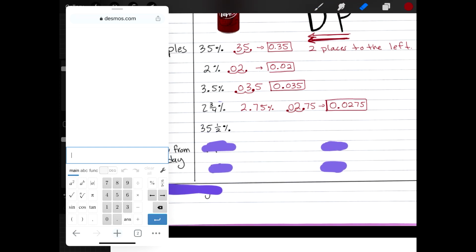Let's look at the next one, 35.5%. Again, I'm going to switch it up to having the decimal with the percentage. So I have 35.5%, right? I'm going to move my decimal place 2 to the left. So 1, 2, I'm going to move it over here. And my decimal for 35.5% is going to be 0.355. Sorry, 0.355. That's my decimal for the percentage of 35.5%.